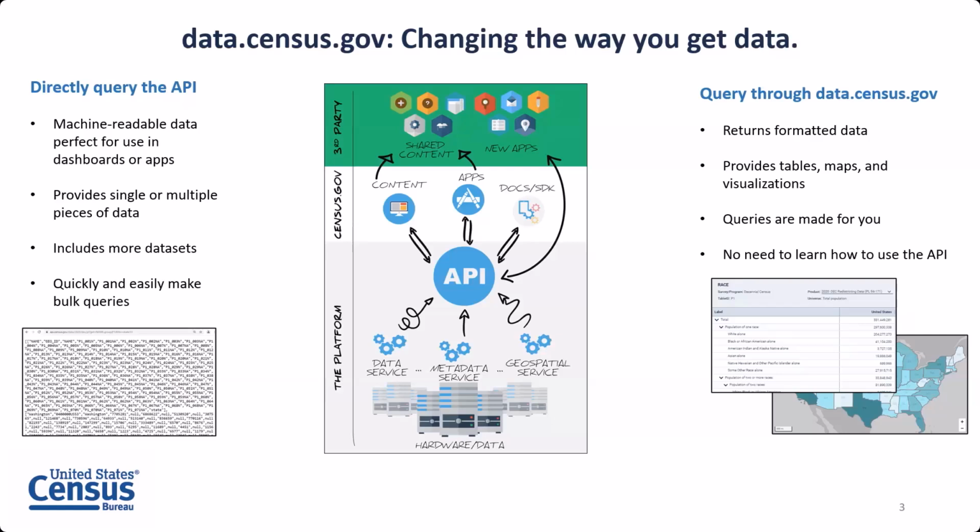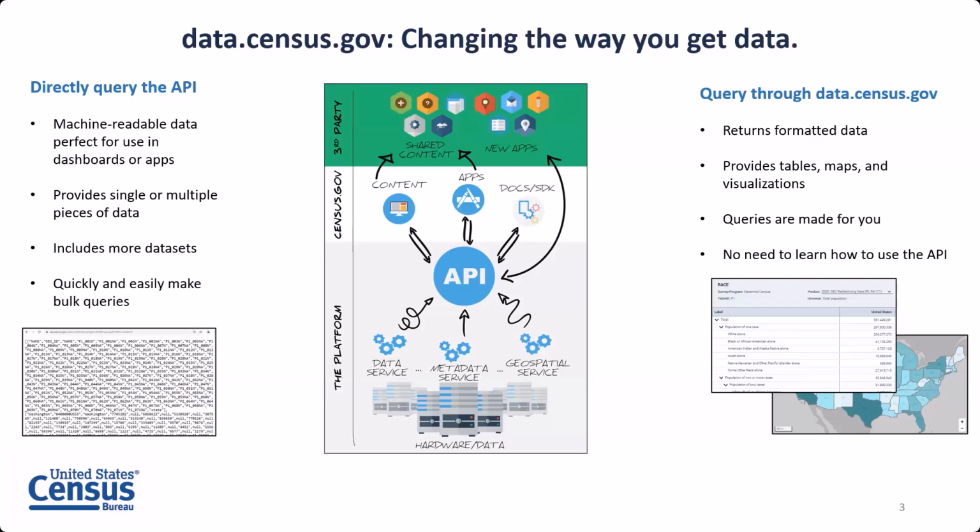So we have the API, we'll query through data.census.gov, and that will return formatted data that is a lot easier to use. It is more user-friendly. It provides you with a lot of different visualizations, so it's not as rudimentary. So you're providing tables, maps, and visualizations. You basically just plug in what you want the site to pull from the API, and the queries are essentially made for you.